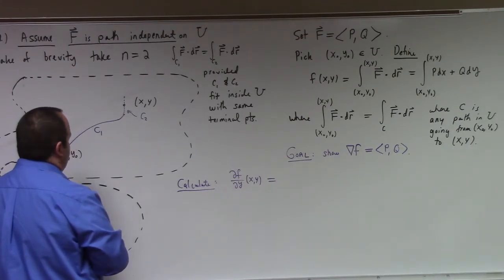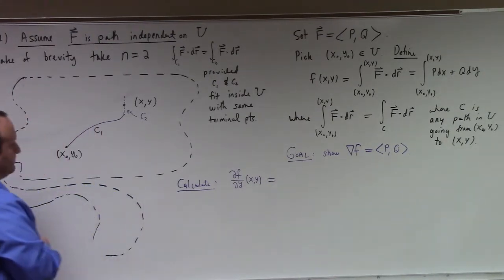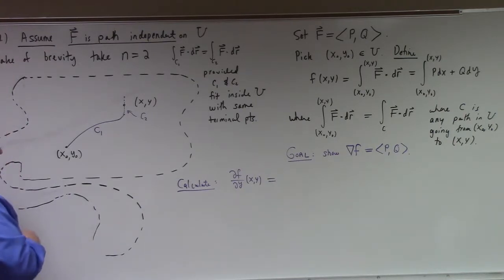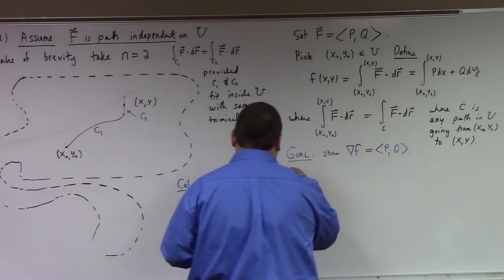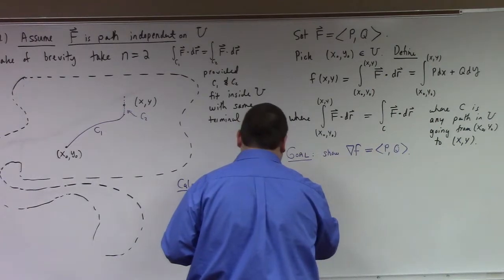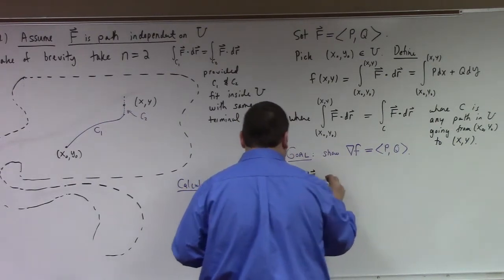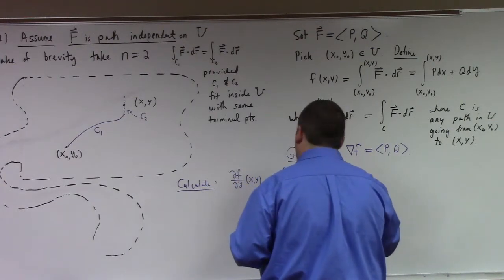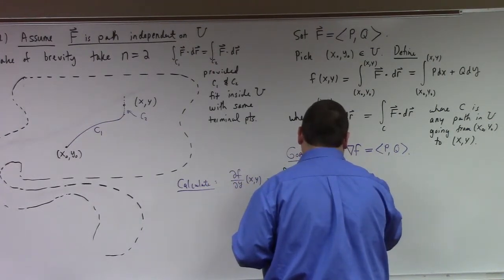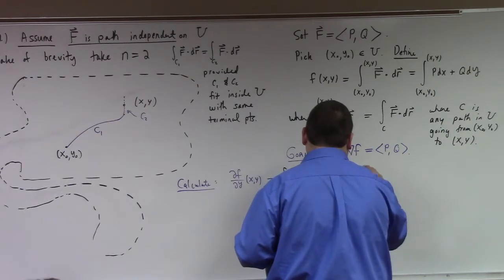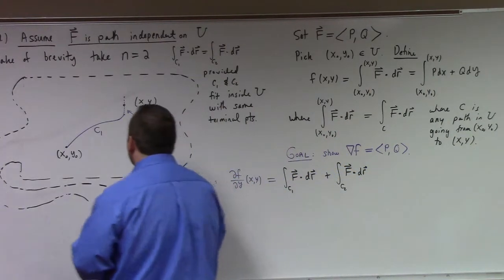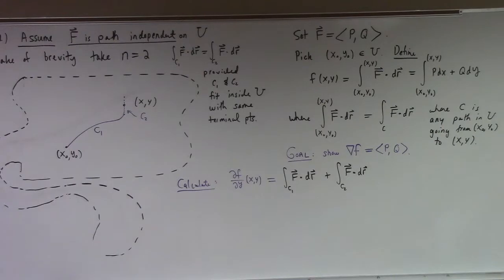I've got some mental block at the moment, guys. I'll get over it, though. Partial f, partial y. We have the integral along C1 of F dot dr plus the integral along C2 of F dot dr. Right. Okay, now we're good.